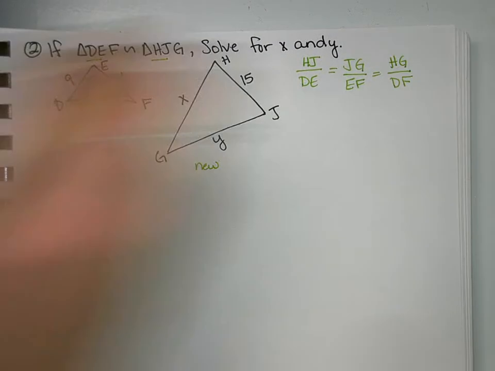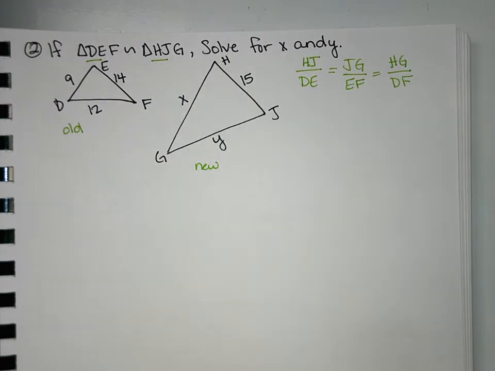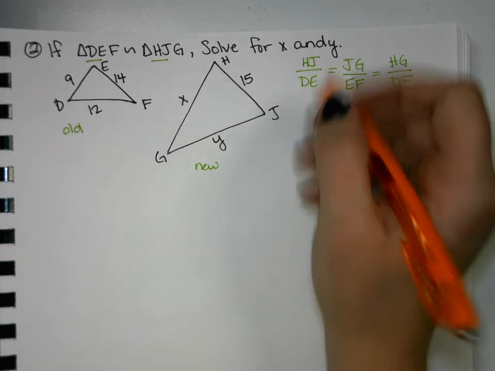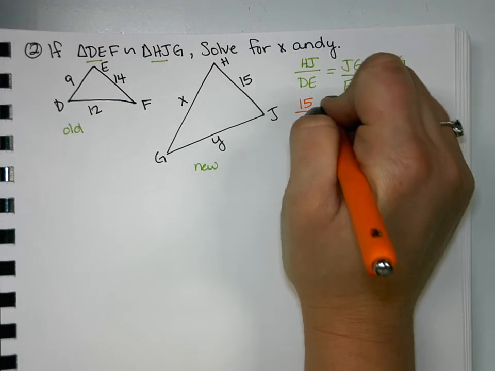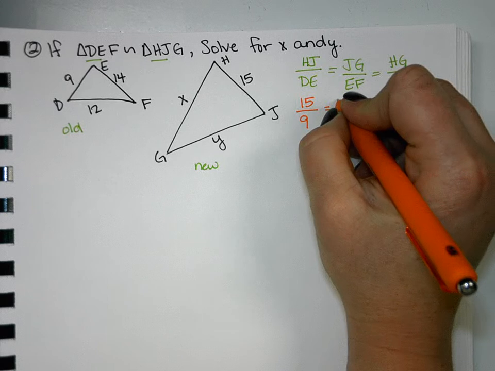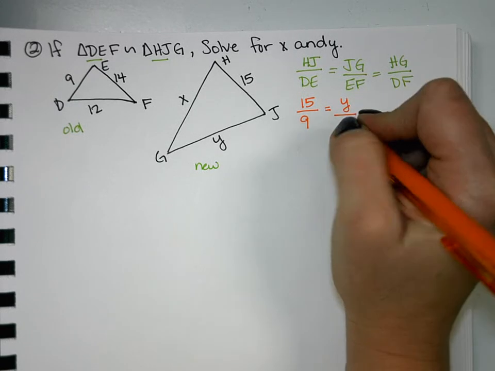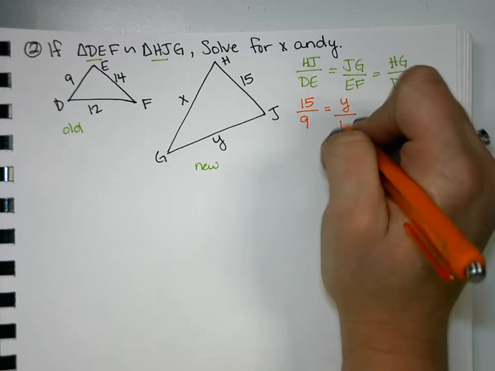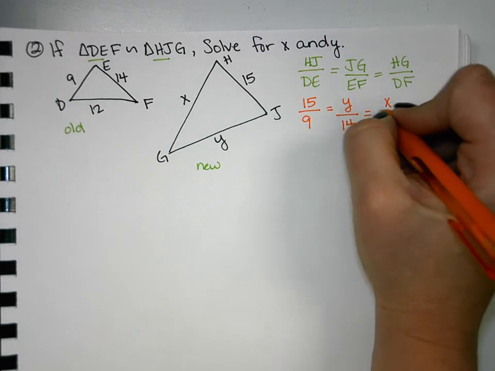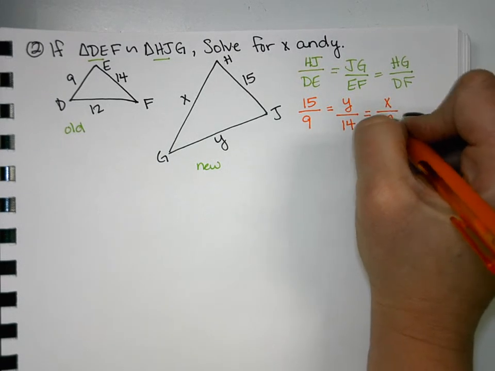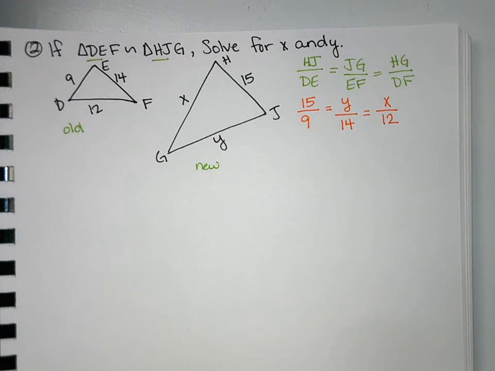So now that we have our sides proportioned out, we can plug in what we know each side is. So HJ is 15, DE is 9, JG is Y, and EF is 14, HG is X, and DF is 12. So this is now plugging in the specific parts to our problem.